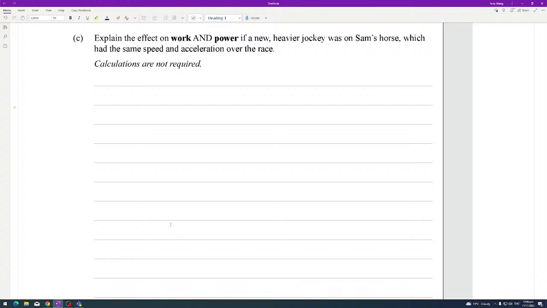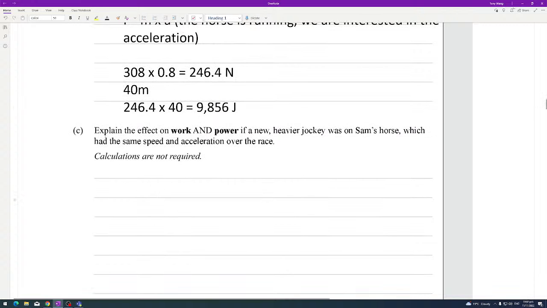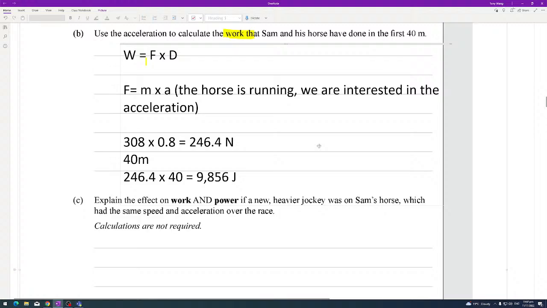Okay. All right, let's have a look at this one. Explain the effect on work and power if a new heavier jockey was on Sam's horse, which had the same speed and acceleration over the race. Okay, so this is where you need to understand the equation here.